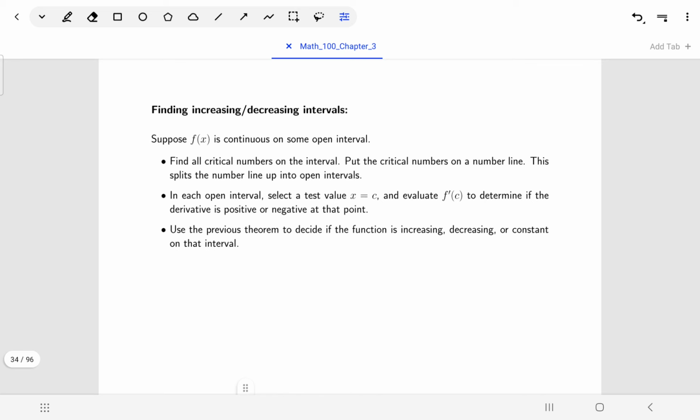So that kind of gives us a hint as to how we're going to find our increasing and decreasing intervals. First, if we've got a function that's continuous on some open interval, then we just need to go ahead and find all of our critical numbers, so all the places where the derivative is either 0 or undefined, and then put all those critical numbers on a number line, and that'll split our number line up into smaller little intervals. And then inside of each interval, we're going to pick a test value and find out what's going on with our derivative. Is our derivative positive or negative in that interval? And then using the previous theorem, we'll be able to say, well, since in that interval my derivative is positive, therefore my function must be increasing. Or since my derivative in the interval is negative, then my function must be decreasing. And that's how we'll tackle these sorts of increasing and decreasing interval problems.